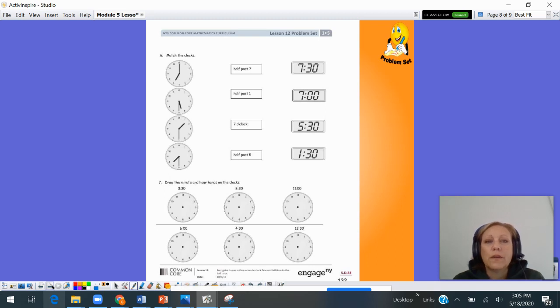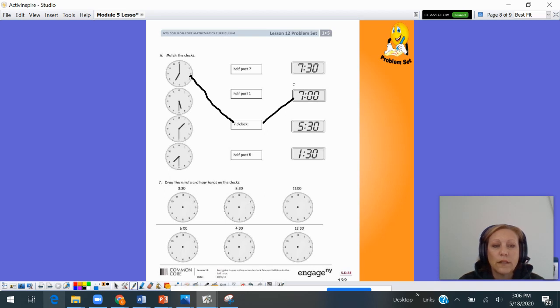Now here on number 6, you're going to match the clocks. You can see that the first one says 7 o'clock. So we're going to look, is it half past 7? 7 o'clock. That's going to be the match. And then those are the words, then we're going to look on the digital clock. Where does it say 7 o'clock? If you drew your line straight there, you're good. You're going to go ahead and finish 6 on your own.